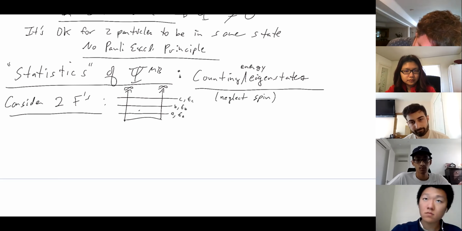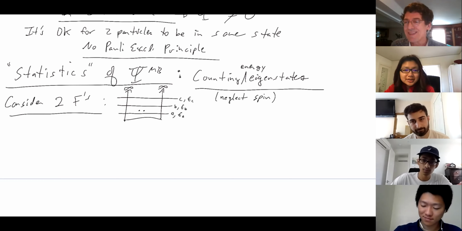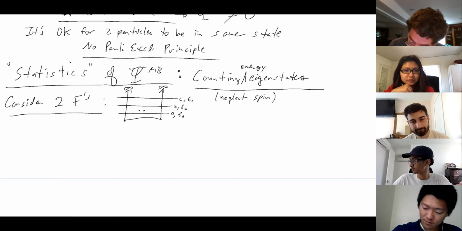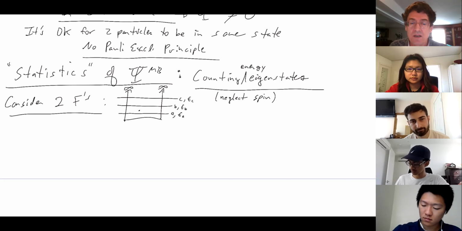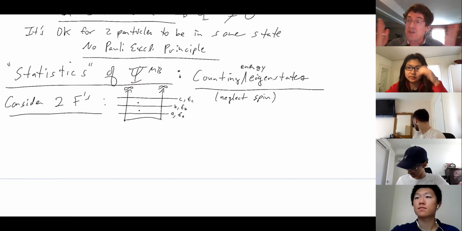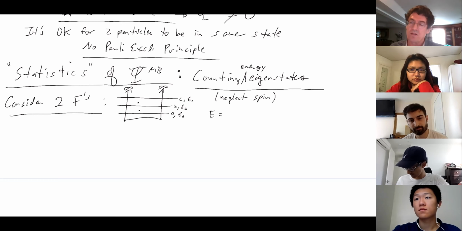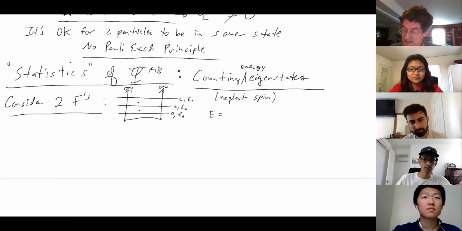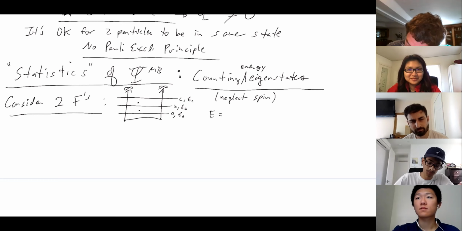So I'll ask you a question. Can I put them both in that bottom state? Yes or no? No, because there's Pauli exclusion. Exactly, I cannot do that. I can put one of them there. So where should I put the second one? In the B state. Yes. And so, even without doing a Slater determinant, what is the energy of this state? EA plus EB. Exactly. One electron is in state A and one electron is in state B.